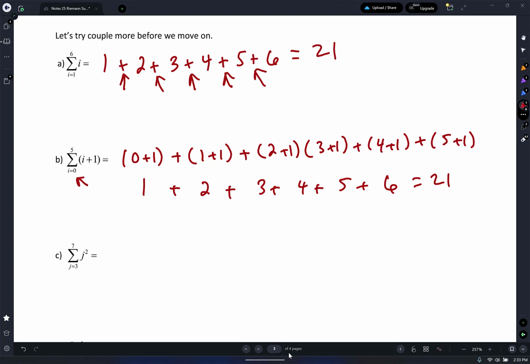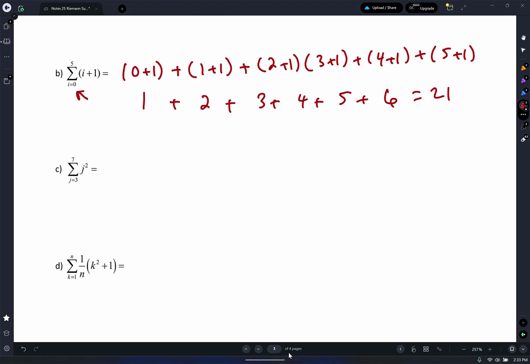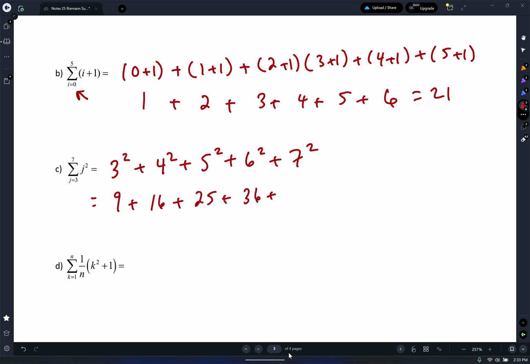How do we feel? All right, let's go to this one here. So here we go. Where do I start at? 3. 3 squared plus 4 squared plus, and so on until I stop, and then you just write these out: 9 plus 16 plus 25 plus 36 plus 49. And then you add them up. Whatever this adds up to is the answer. Someone add them up for me and tell me what that is.